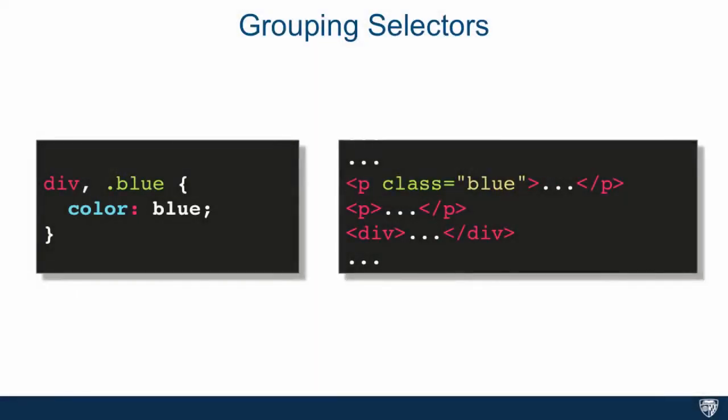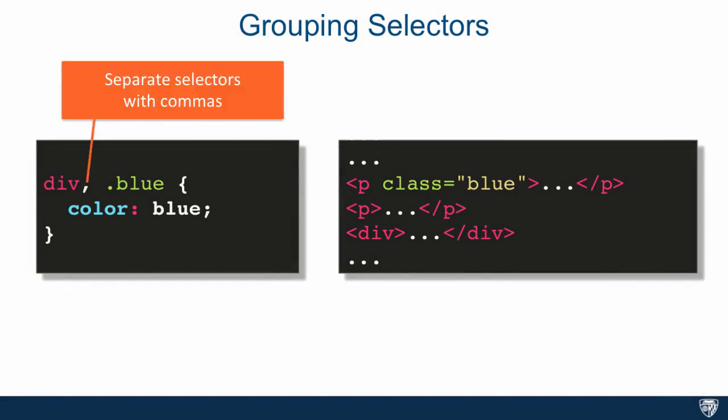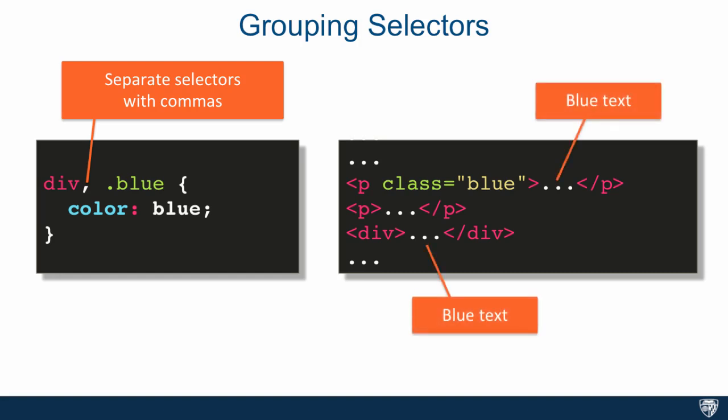Now, in order to write more efficient rules, CSS allows us to group several selectors into one CSS rule. Here we have two selectors grouped together, the selector div for the div element and the selector .blue for the class blue, grouped into one since they both share the same CSS declaration. And you can see in our HTML, the blue colored text will appear in the paragraph tag that has the attribute class equals blue, and in any div tag in the HTML document.